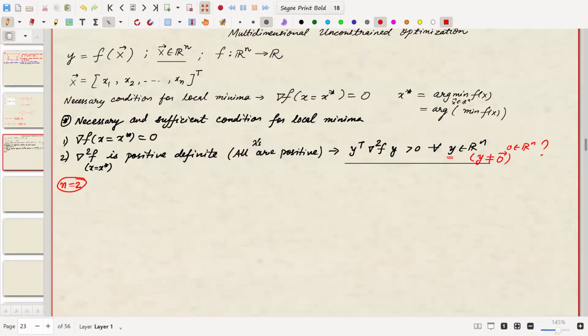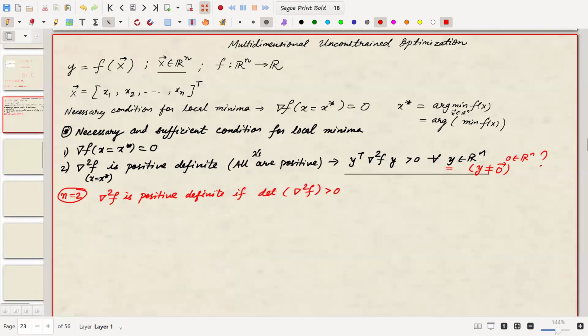Okay, fine. For n equals 2, you will see that del 2f is positive definite. That means the determinant of del 2f will be greater than 0, because all eigenvalues are positive, isn't it? All eigenvalues are positive.